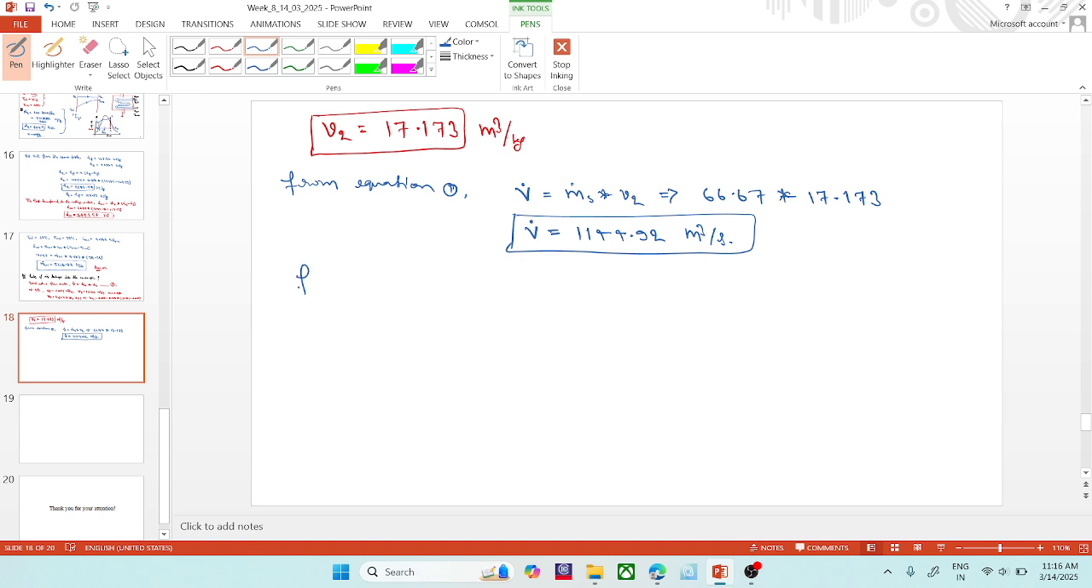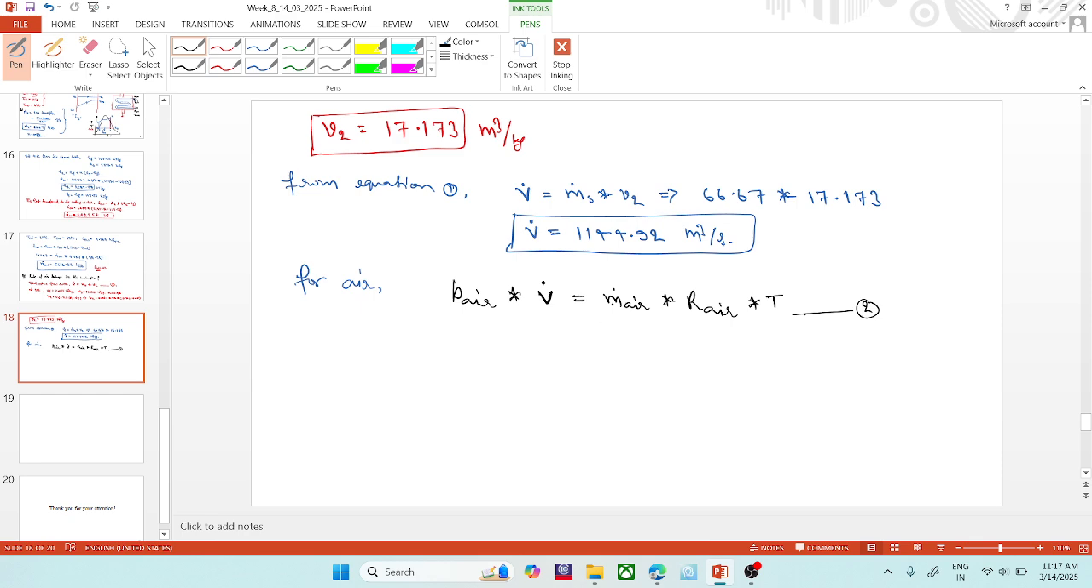Then for air we can write the ideal gas equation: P air into V dot, because air will occupy the whole volume, equals mass flow rate of air, m dot air, into the universal gas constant for air into temperature. Equation number 2.